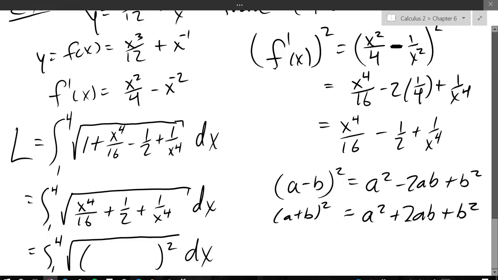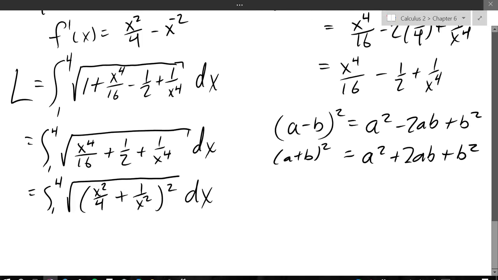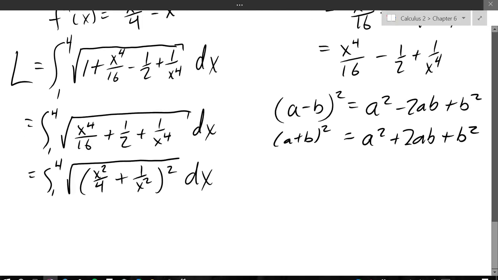So what's the only thing that changes? Basically that minus sign turns to plus. That's all the change right there. That minus sign up there turned to plus. So it's going to be x squared over 4 plus 1 over x squared. Once we're done with that not obvious algebra step, what's the next step? Square root of the square is going to go away. I don't have to worry about negatives, and why is that?